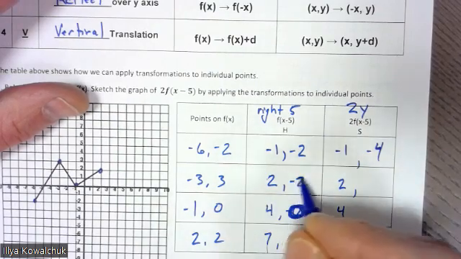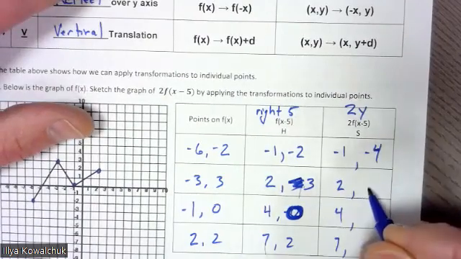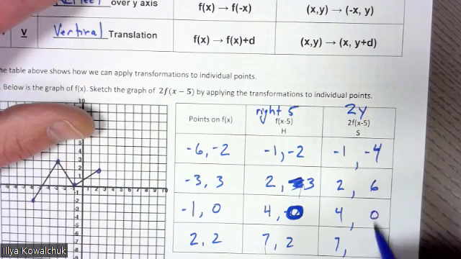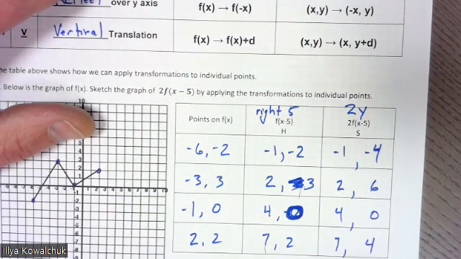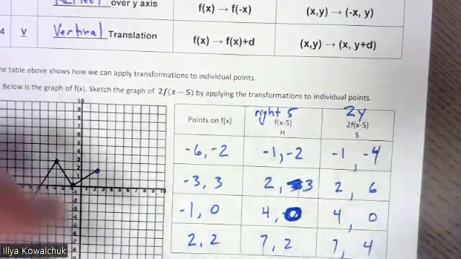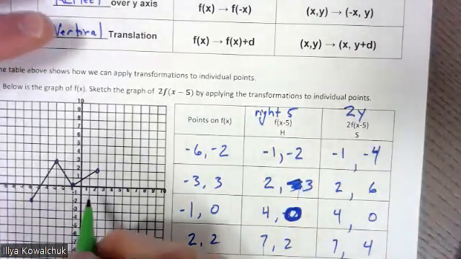Sorry, that I screwed up also. That should be a 3. So 3 times 2 is 6. 0 times 2 stays 0. And then 2 times 2 is going to be 4. Okay, these are our final points. And when we plot that in a different color, we should see the transformation.